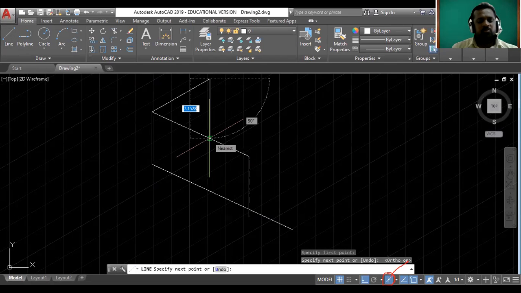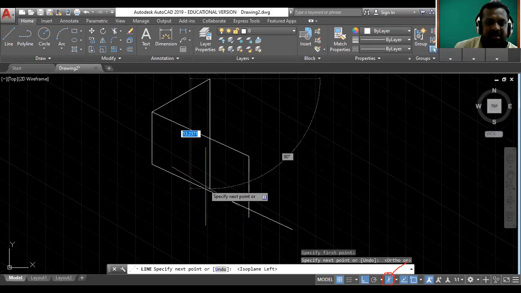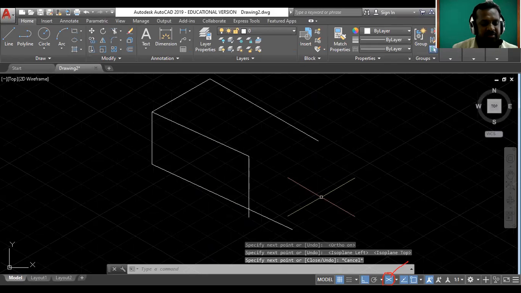One more thing there is in isometric drawing: how to change the plane. To change the plane the shortcut key is F5. Just press F5 to change the plane. Now see here, in this way we can draw the parallel lines in the isometric view.